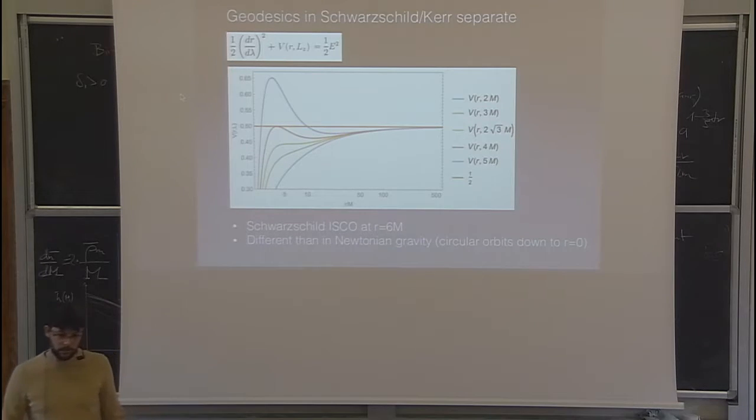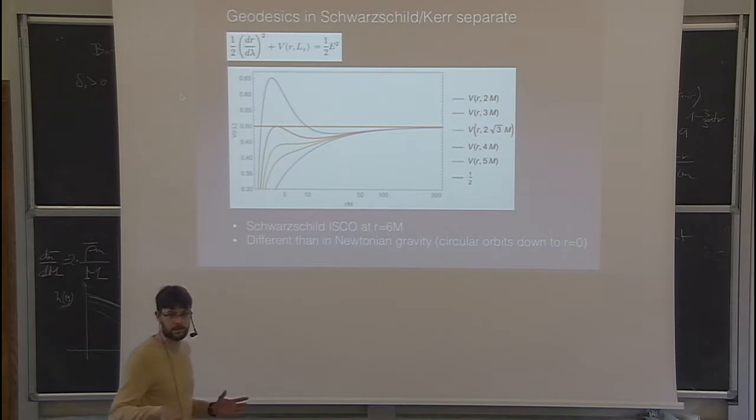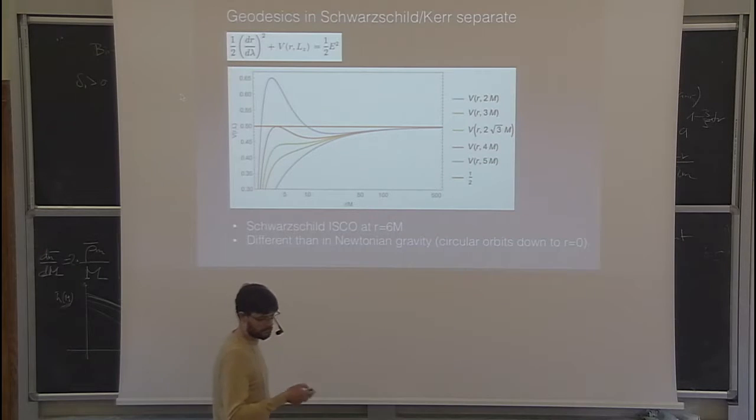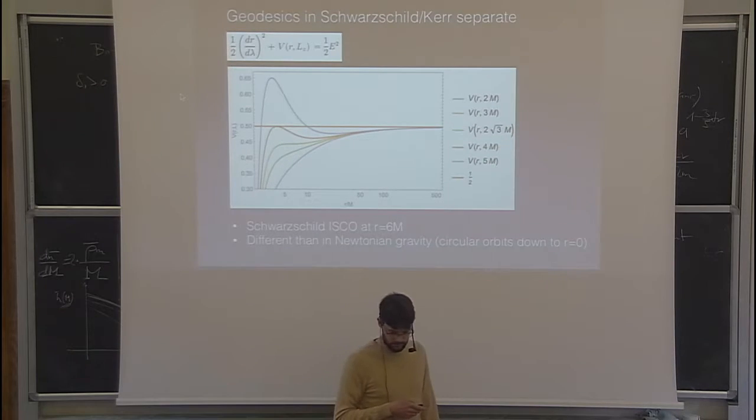So if you're a particle moving around the Schwarzschild black hole, you will slowly spiral in this external space-time, under the effect of gravitational wave emission, until you reach the ISCO, and thereafter you plunge. You plunge onto, and essentially you fall into the event horizon.